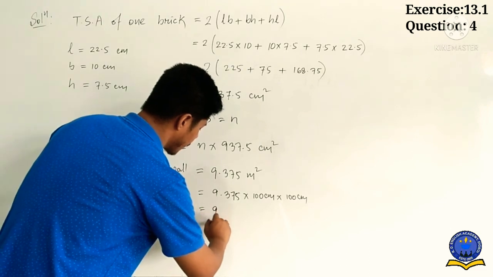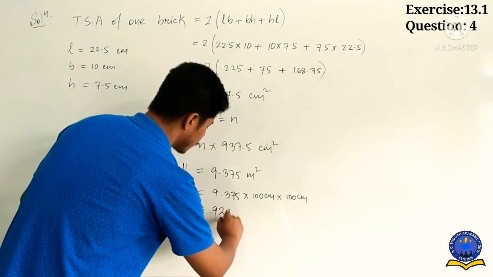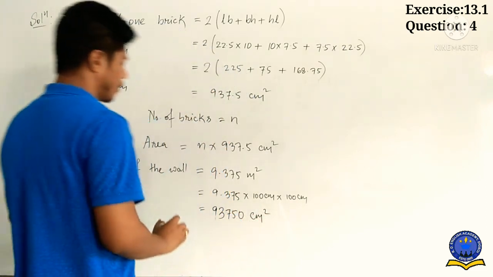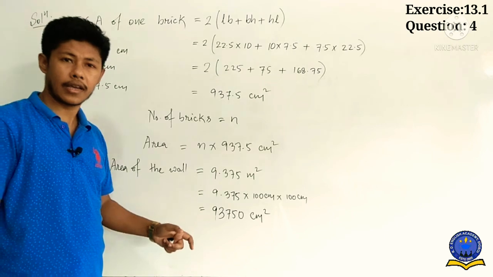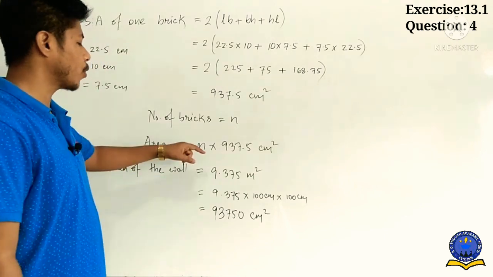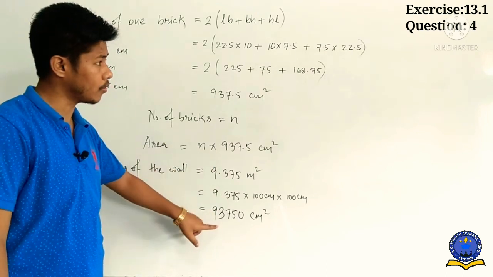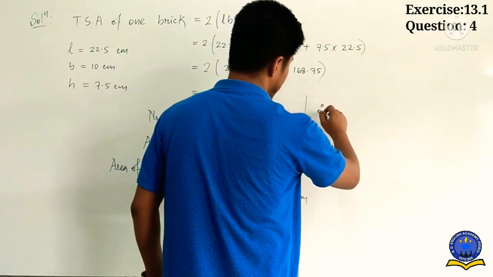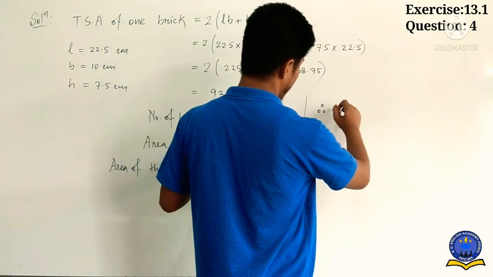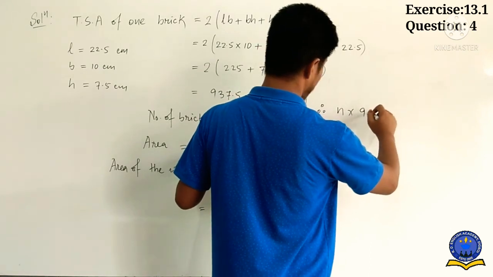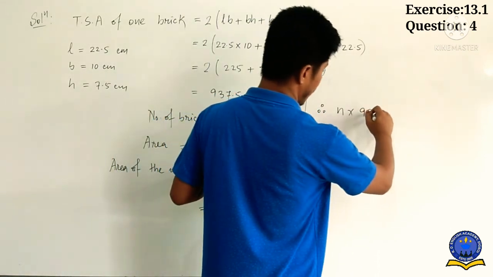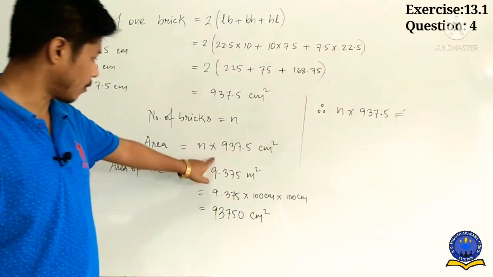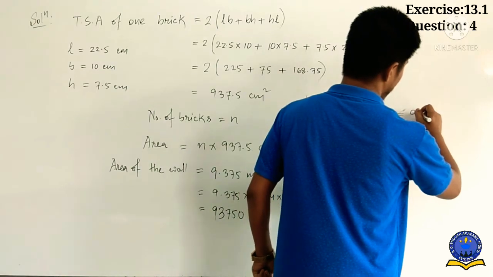After calculating this, we get 93750. After the decimal, three digits are there, including 0. So this is the total area of the wall that we have to paint. Now you see, with the help of the total number of bricks we get this wall, so there is no difference between these two. For that reason, we can easily compare them. So we write the total number of bricks, n into 937.5, equals this area.